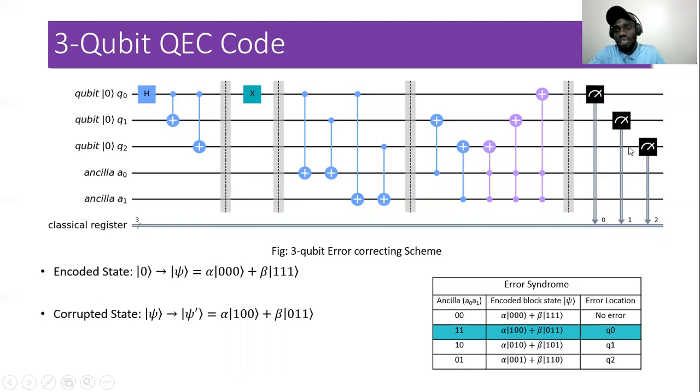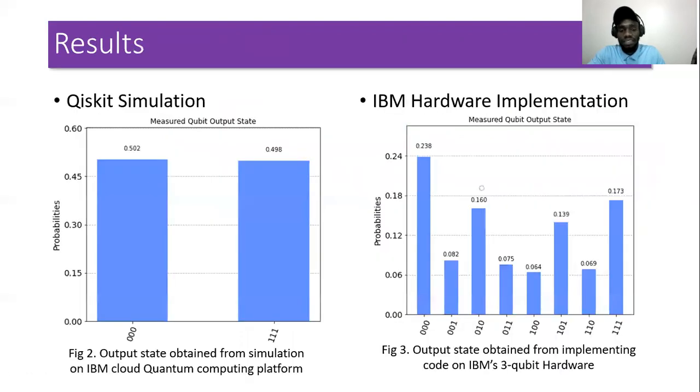Now, after writing a code using the Python programming language on IBM's cloud platform called Qiskit, the Qiskit is a quantum computation platform that is used to write circuits for error correcting codes and several other purposes. Now, after writing the code and simulating it on the cloud platform, we obtained this result.